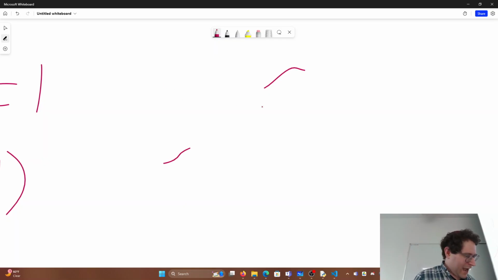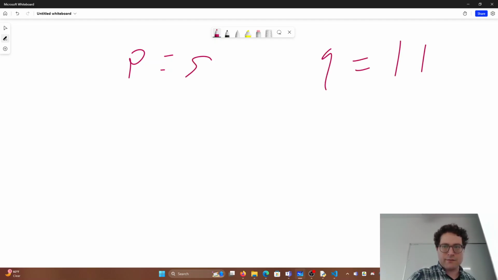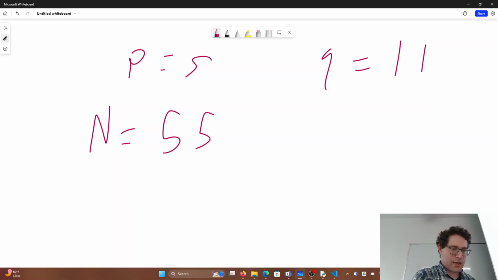Anyway, so that is why RSA is secure. Let's go ahead and actually see this in action for an actual encryption. Let's choose two prime numbers. I'm going to do what the book's doing, which is we're going to choose P equal to 5, Q equal to 11. So that makes N what? Yep, N is equal to 55.